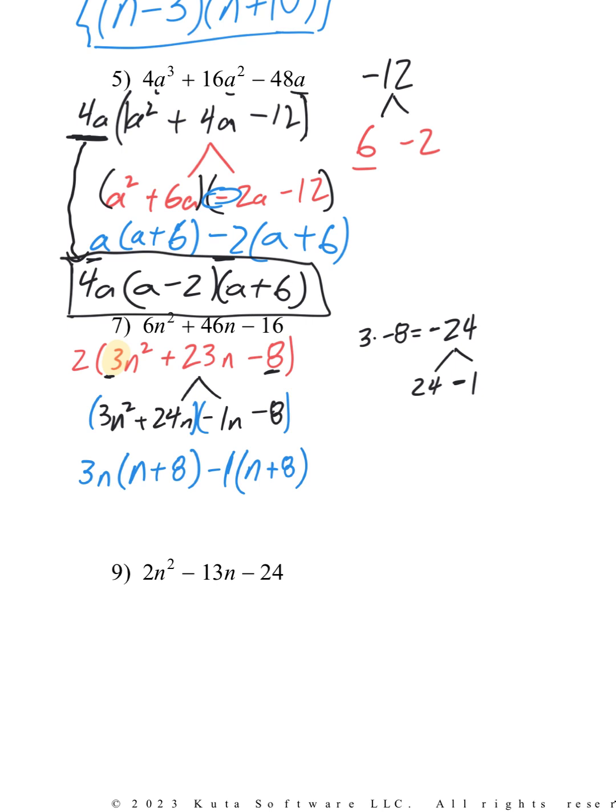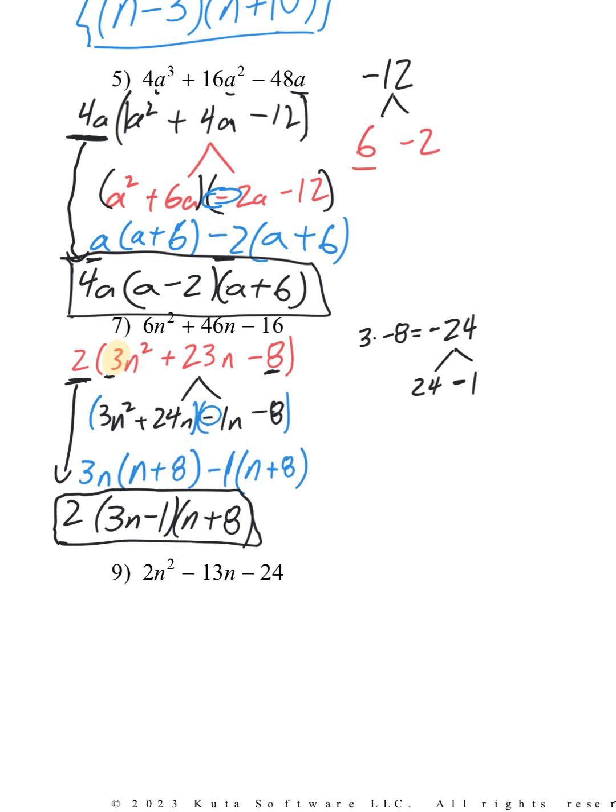Remember, if you see the negative in the front, that's a sign to take it out when you pull it out from the parentheses. Okay? Let's put this together. We've got 3n minus 1, n plus 8. And don't forget that 2. He was there. Let's bring him down as well. And there's my final answer: 2 times 3n minus 1 times n plus 8. And that's fully factored. So that is factoring by grouping.